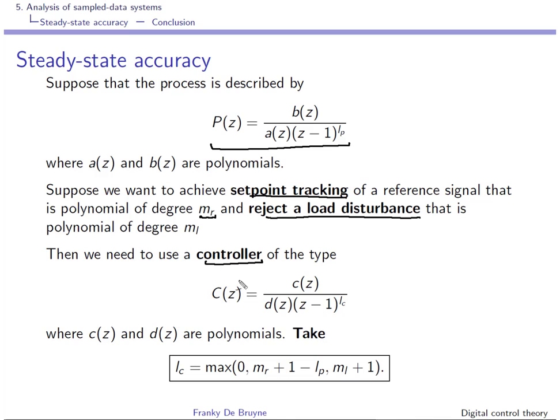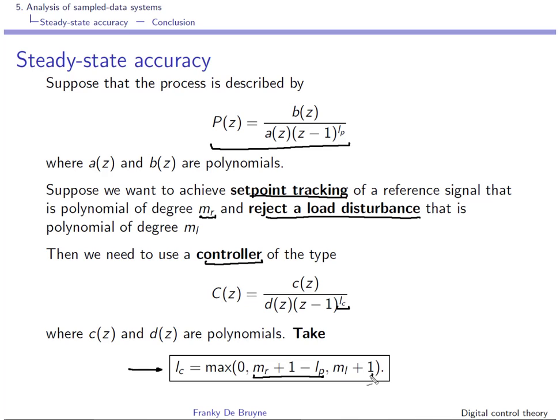We will use a controller of this type, and the question is, what LC do we have to choose? How many integrators do we have to put in the controller in order to achieve a 0 steady state error? The formula is given over here. It's simply taking the 2 formulas that we had previously and putting them together. So this is what we had seen for set point tracking.